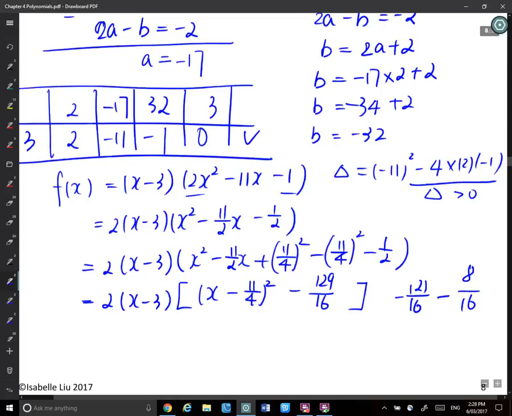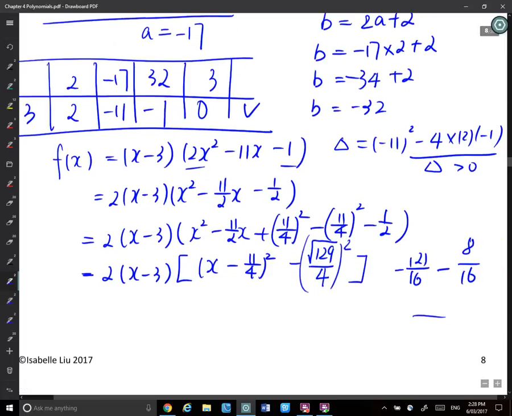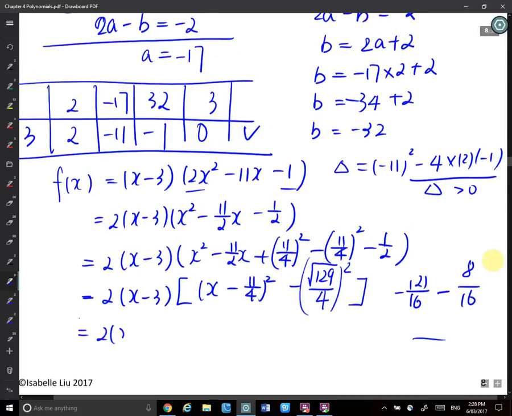So 129 over 16. Let's see what's 129. Divide by 3. 43, that cannot factorize. Then the square root of that, 4 of that, and I will square that. So it's 2x minus 3, x minus 11 over 4 plus root 129 over 4, x minus 11 over 4 minus square root 129 over 4.